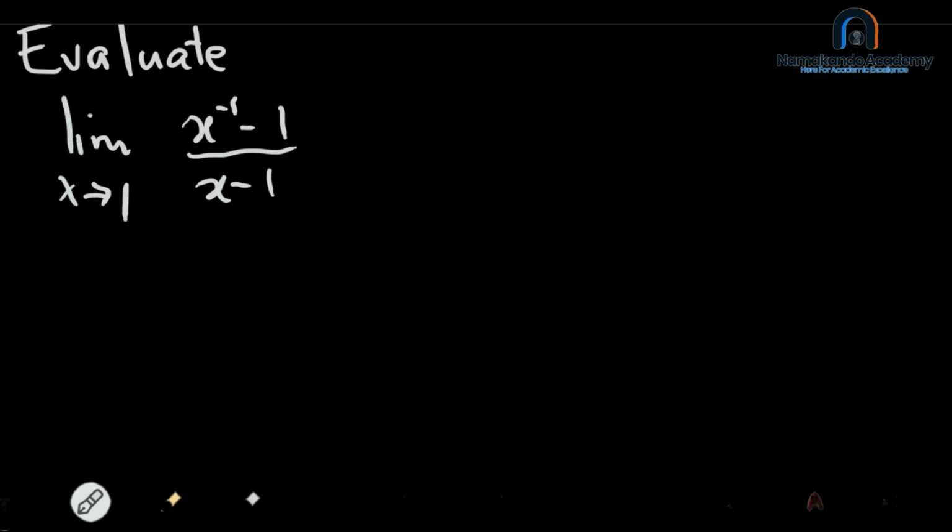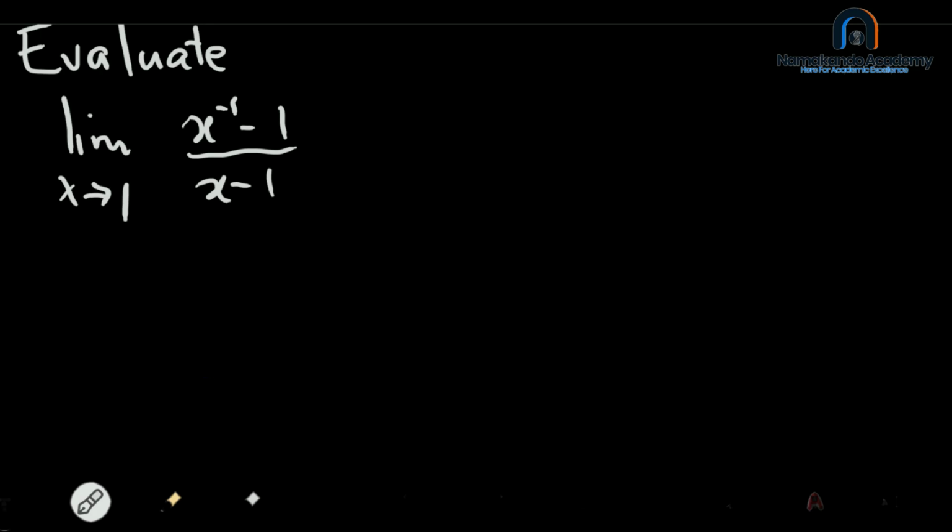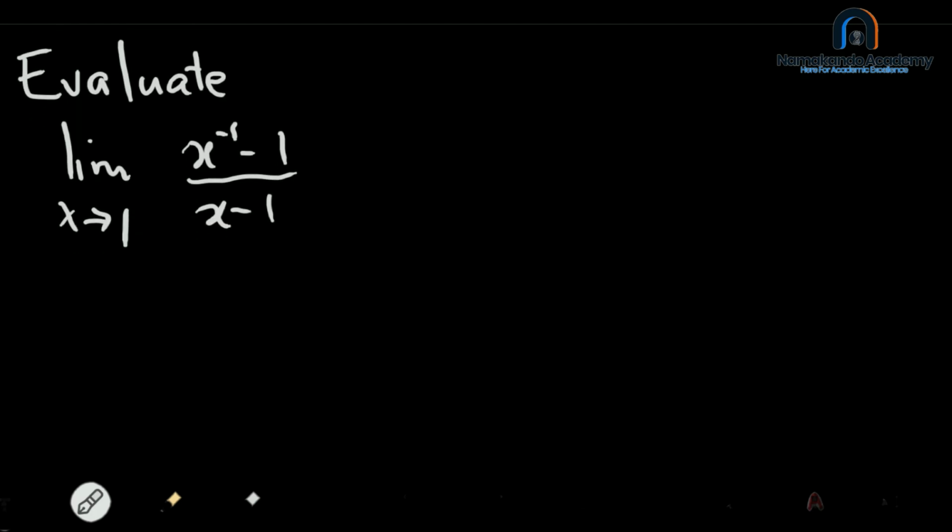Let's get started. So we have the limit as x approaches 1 of our function, which is x to the power negative 1 minus 1 over x minus 1. Now, if we substitute wherever there's x with a 1, we'll simply obtain an indeterminate form. Thus, it is advisable we look at other methods which can be used.